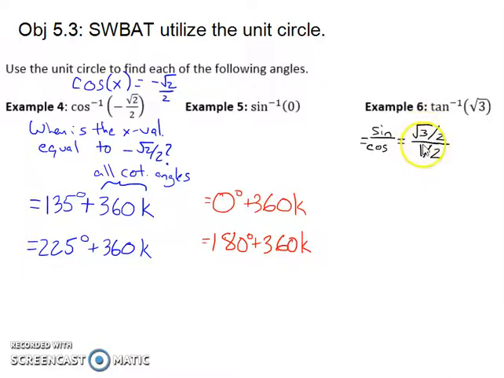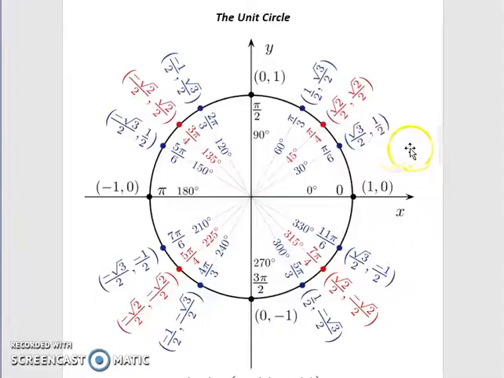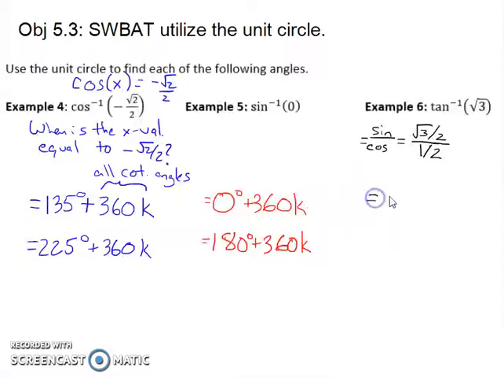Root 3 is never there by itself, but it is like this. So basically, I want to know when is the y value equal to root 3 over 2 and the x value equal to 1 over 2, because that's sine and cosine. So I look at the unit circle, and that appears to happen right here at 60 degrees. The y value is root 3 over 2, and the x value is 1 over 2. So one of my answers is going to be 60 degrees plus 360k.